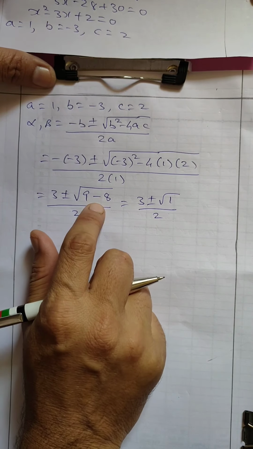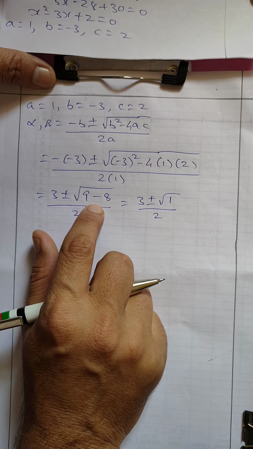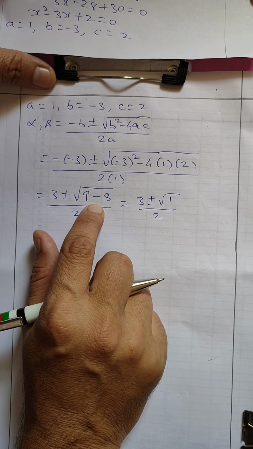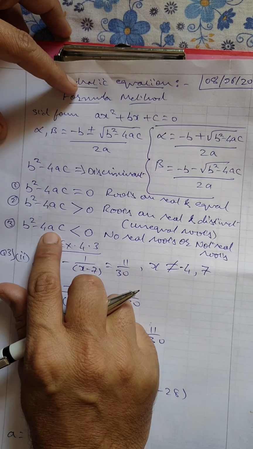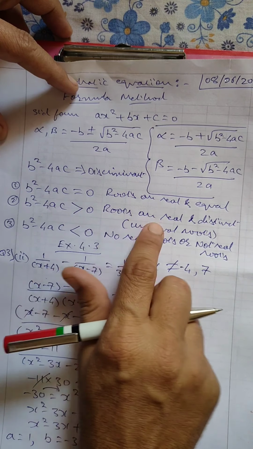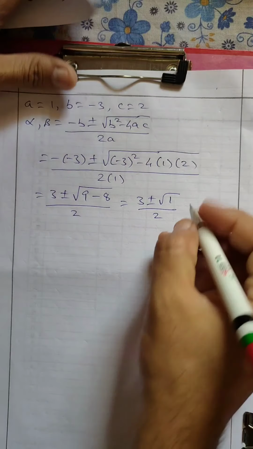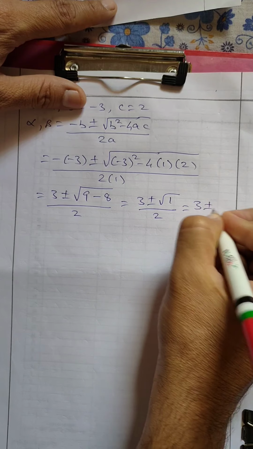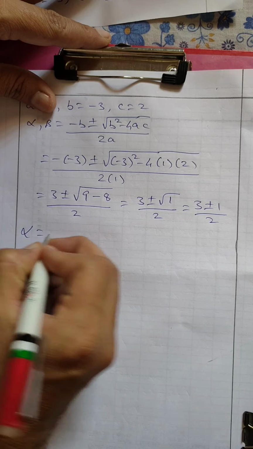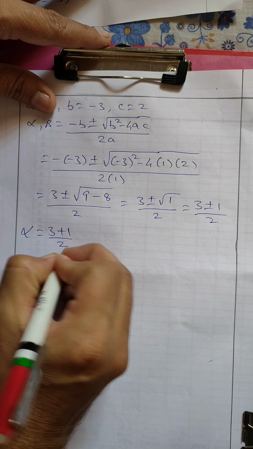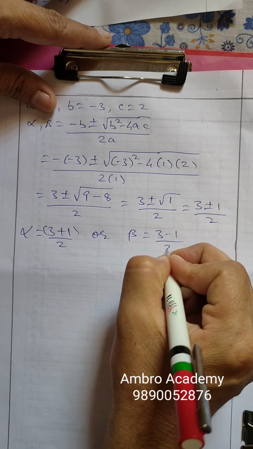See, we are getting the value of discriminant as 1. That means it is greater than 0. Hence the roots are real and unequal. We have already mentioned here, if b square minus 4ac is greater than 0, roots are real and distinct or unequal roots, right? So we are getting the same thing. So it will be 3 plus or minus 1 upon 2 because under root 1 is 1. So we are getting alpha as (3 plus 1) upon 2 or beta (3 minus 1) upon 2.